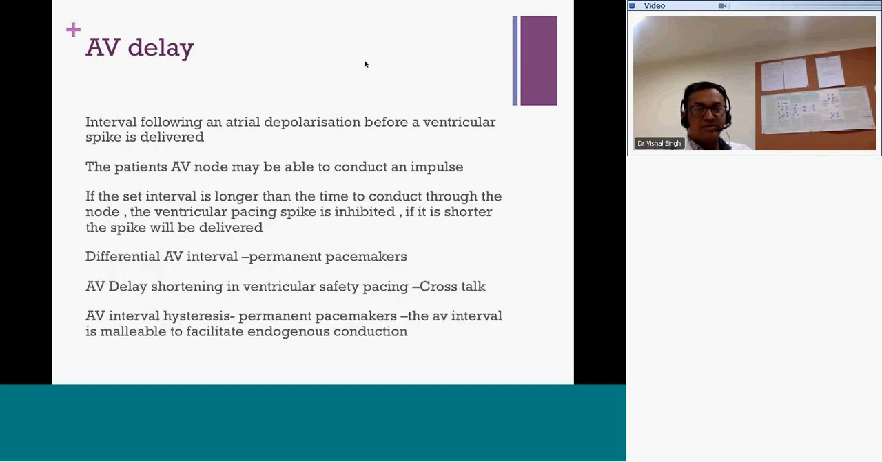About delay. So remember, this AV interval hysteresis and everything is part of the permanent pacemakers, where the AV interval is based on the endogenous conduction and is malleable. It's automatically readjusted. If it is longer than the time to conduct through the node for the endogenous beat, the ventricle pacing spike is inhibited. If it is shorter, the spike will be delivered.